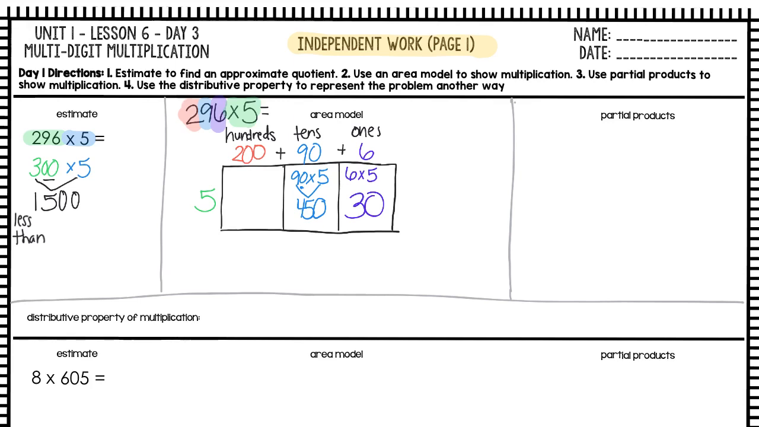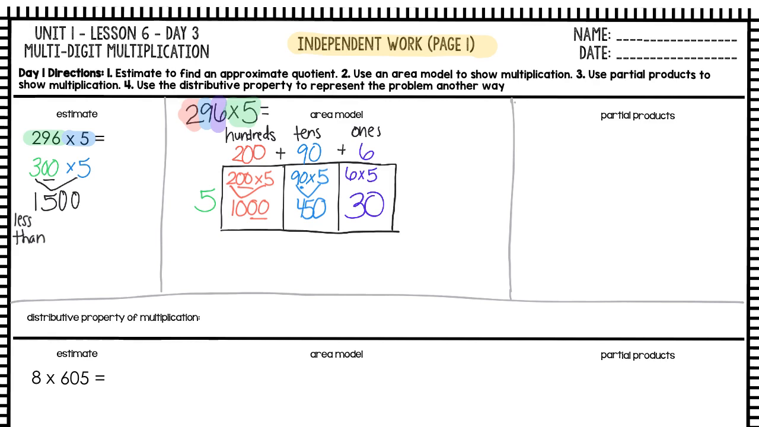Then in the hundreds place, I have 200 times 5. I see there are 2 zeros in my ones and tens place. And then I say, okay, what's 5 times 2? 5 times 2 is 10. So I must add 10 before my 2 zeros.